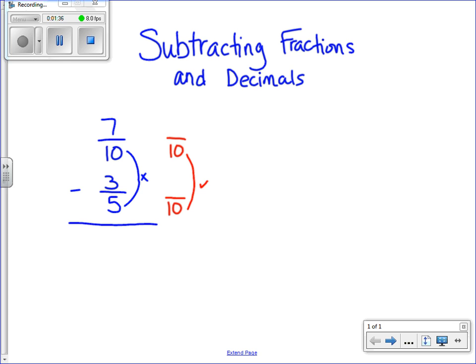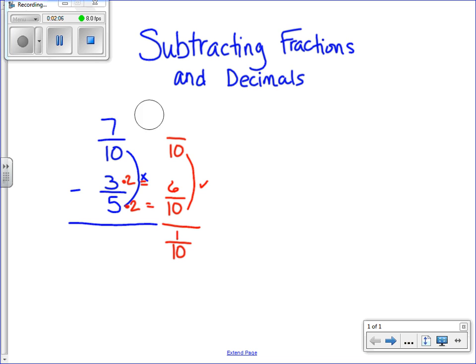Now I need to look at 7/10. How do I get from 10 to 10? Well, I didn't do anything, so all I have to do is bring over my 7. But on the bottom, I need to think, how do I get from 5 to 10? Well, I know that's times 2. Whatever I do to the bottom, I do to the top. So 3 times 2 is 6. Then I could subtract. Remember, our denominator stays the same because it's the total in each. 7 minus 6 is 1. So my answer would be 1/10, and that is reduced all the way down.